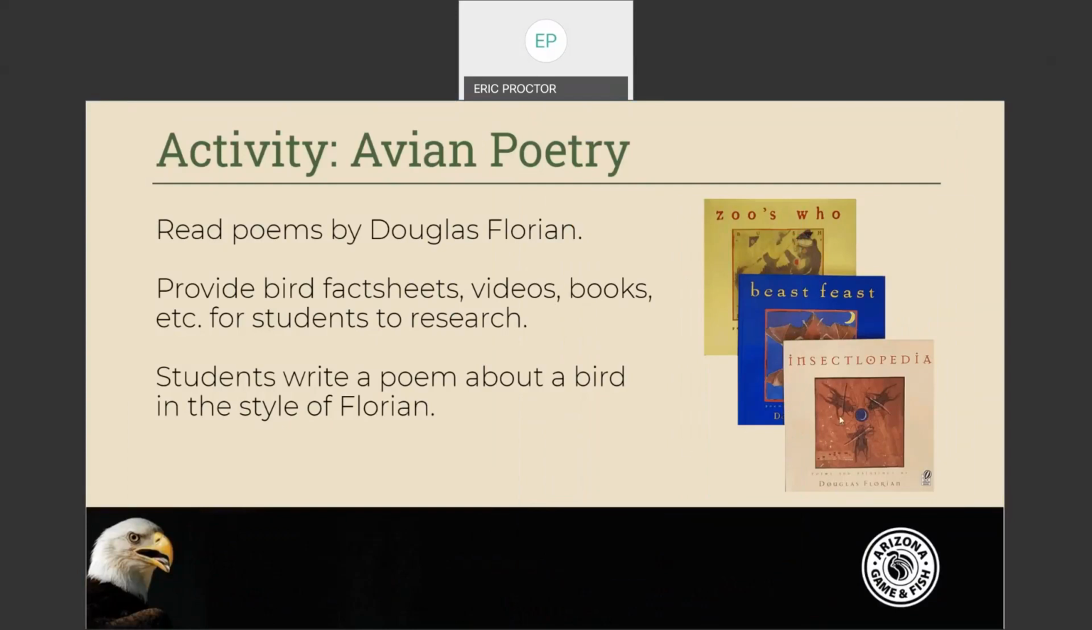So he has one, obviously, Insectlopedia, which is just about insects. He has On the Wing, which is about birds. He has one called In the Swim, which is about fish and other aquatic animals. He has Mammalabilia, which is about mammals. And then these other two, Zoo's Who and Beast Feast, are a little bit more general. So they're not about any particular grouping of animals.